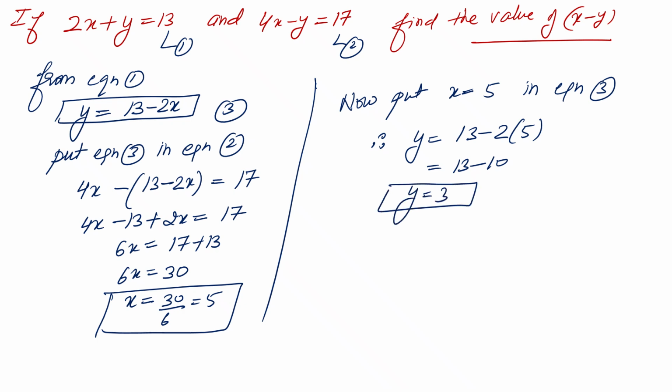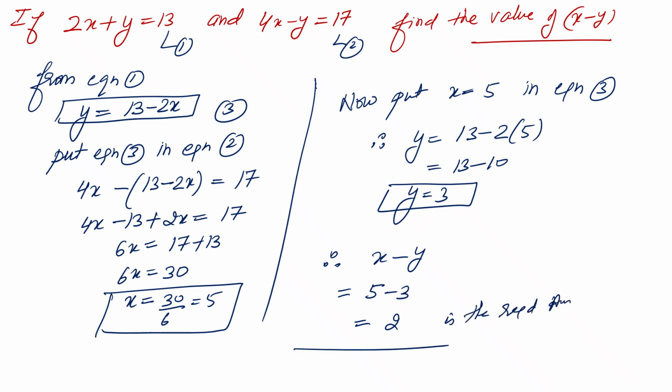So हमारा आंसर क्या है? x = 5, y = 3. Therefore हमें क्या पूछा था? हमें पूछा था x minus y. तो x की वैल्यू है 5, y की वैल्यू है 3. This is equal to 2. This is the required answer, right? I hope आपको समझ आया हो.